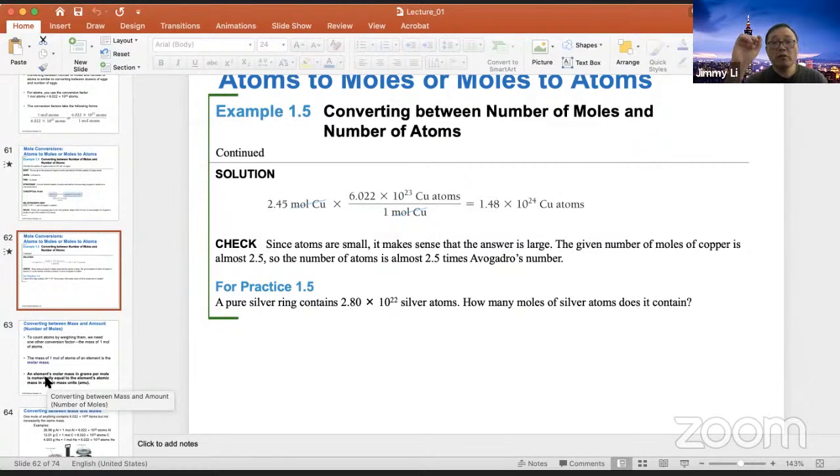So make sure you get the flow chart right. When you convert from moles to number of atoms, you multiply by Avogadro's number. On the other hand, when you're converting from atoms to moles, you divide by Avogadro's number.